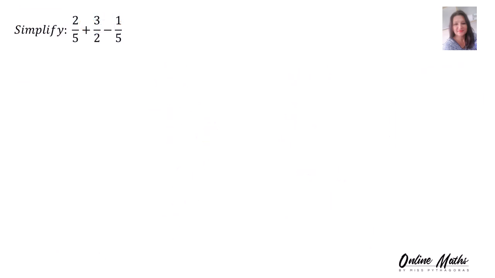Let's simplify this one. 2/5 plus 3 over 2 minus a fifth. So what we will do is we need to find the LCD. And the LCD here will be 10. So we can say 5 times 2 is 10, and that's how you get to the LCD.